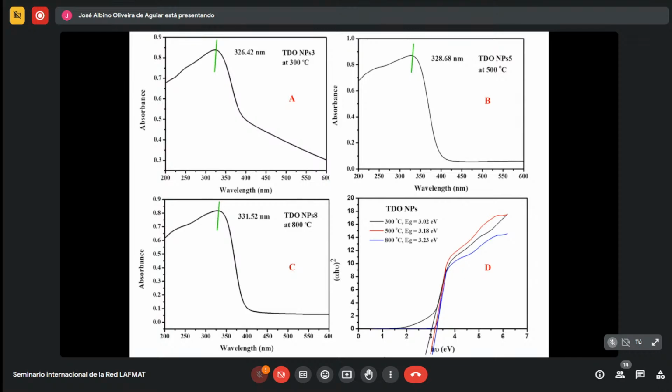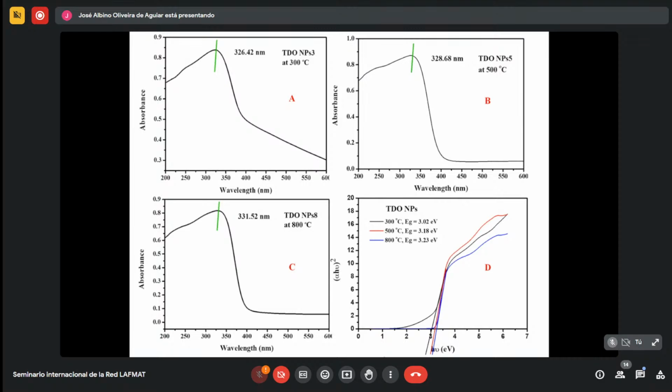So, UV-visible analysis of the titanium dioxide nanomaterial. For titanium dioxide material at lower temperature the absorption is at 326 nanometer, but at higher temperature it is 355 nanometer. As temperature increases, there is a shift toward the visible. This is representative of the band gap energy. Band gap energy was calculated by the Tauc plot equation.